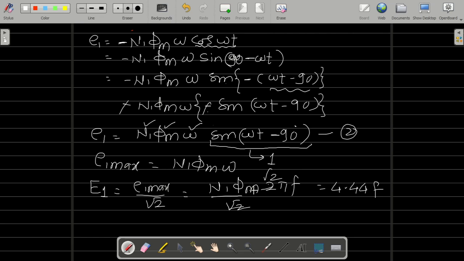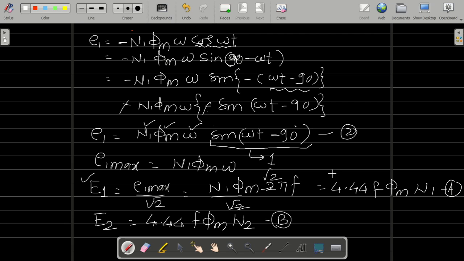So 4.44 f phi m into n1, that is the E1 RMS. RMS value equals 4.44 f phi m n1. Similarly, RMS value E2 equals 4.44 f phi m n2. These two are equation numbers A and B. So I got the RMS EMF equation. This is called the EMF equation.